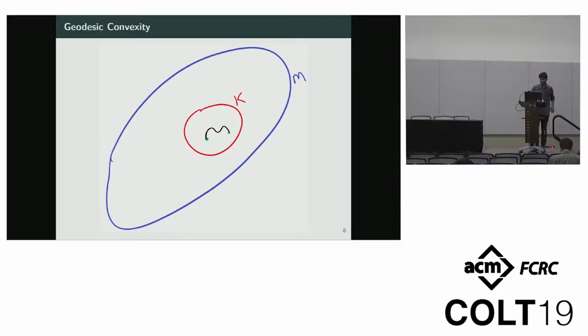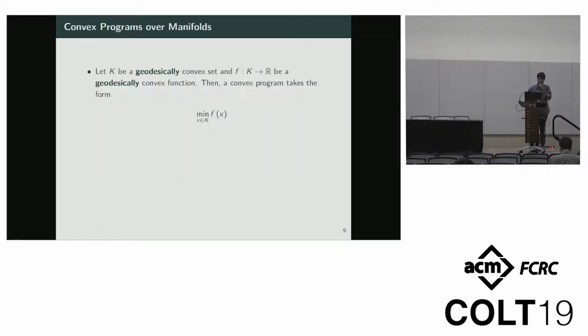Okay, so this is a picture to keep in mind. There's a manifold M, there's a set K, and this wiggly thing is a geodesic between those 2 points, and it's completely contained within the set. Okay, cool. So now we define convex programs over manifolds. You take a geodesically convex subset K and a geodesically convex function f, and you want to minimize this over the set. Okay, so our aim is to design efficient algorithms to solve these problems.